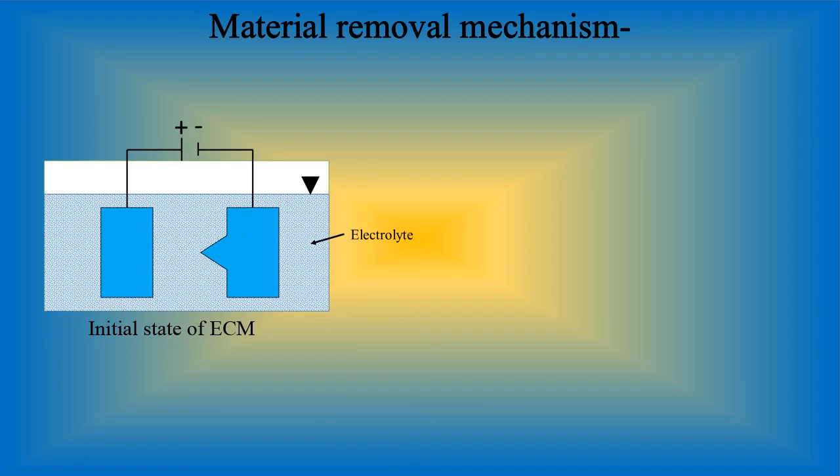Now, the initial state of the ECM process, when we have not supplied any power either to the workpiece or tool. On the left hand side we have the workpiece, on the right hand side we have our tool. Both are submerged in the electrolyte.